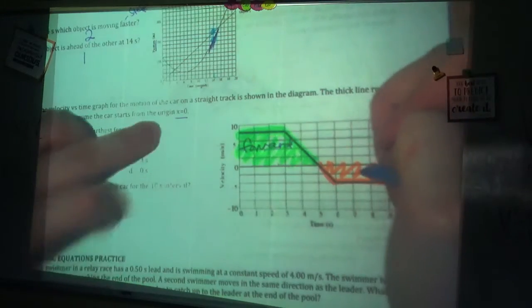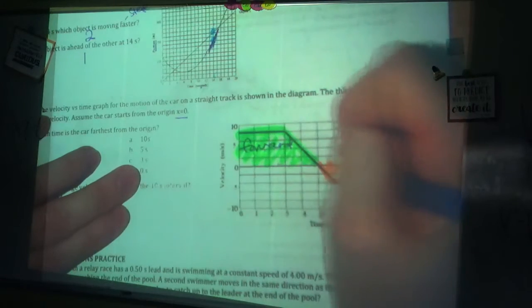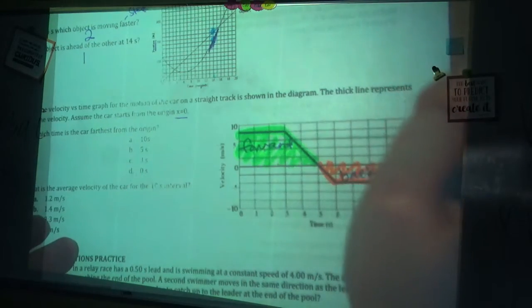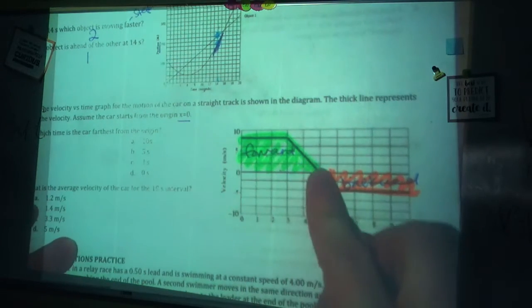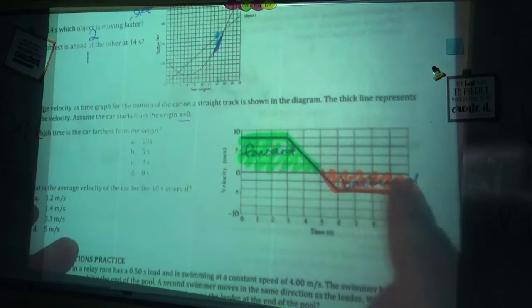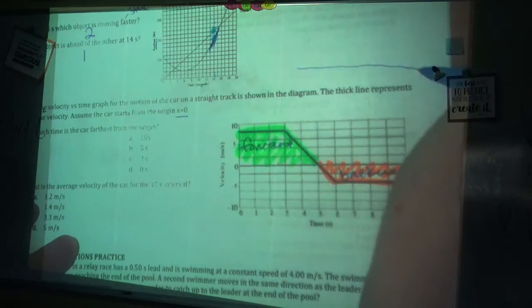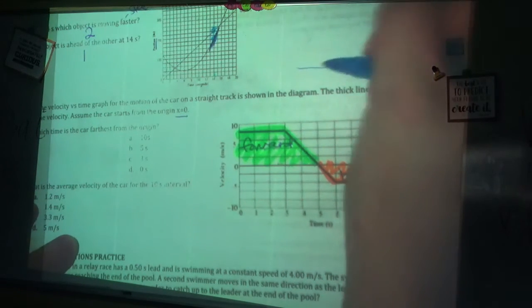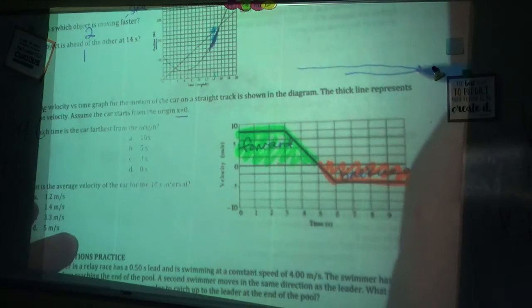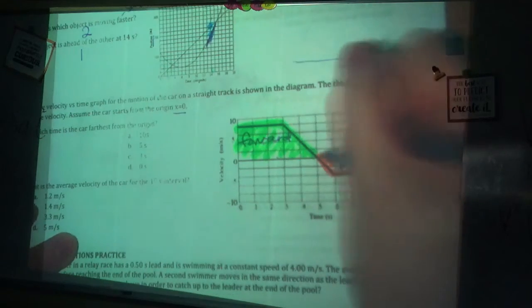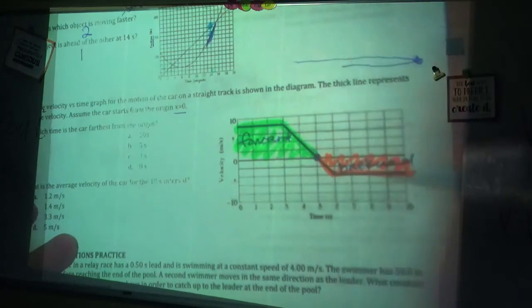So if I want to know when it's farthest from the origin, farthest from when it starts, well, I just look at the graph. If I'm going forward this entire time and then I start to go backwards, and I don't even go backwards as much as I went forward, so you go forward for a really long time and then you turn around and go backwards some, well, I'm farthest at that point right before I turned around and went backwards, which is between positive and negative velocities, and that was at time is 5 seconds.